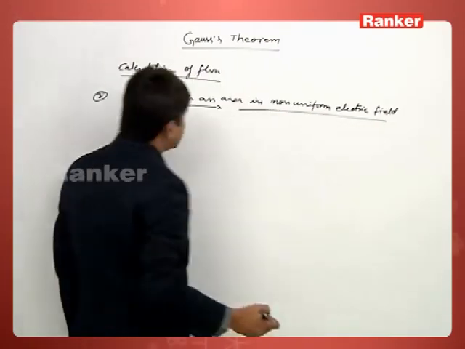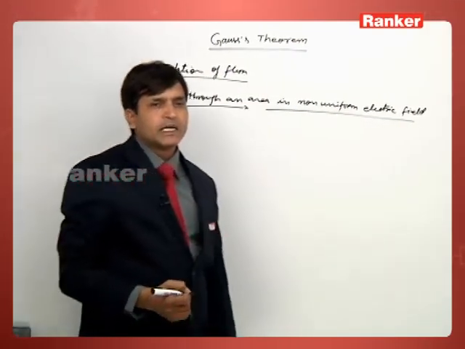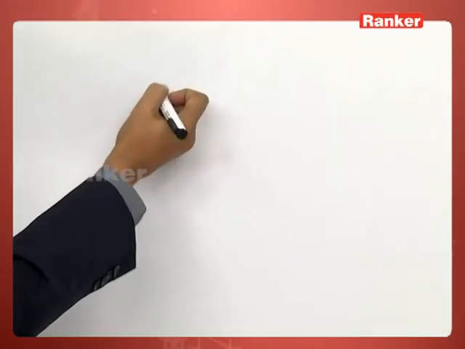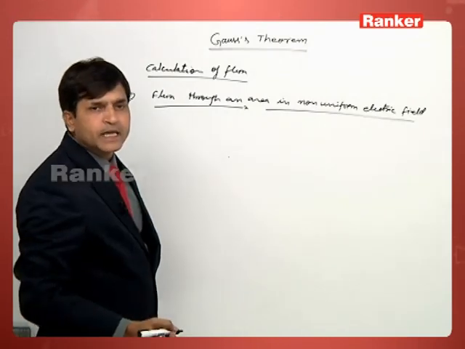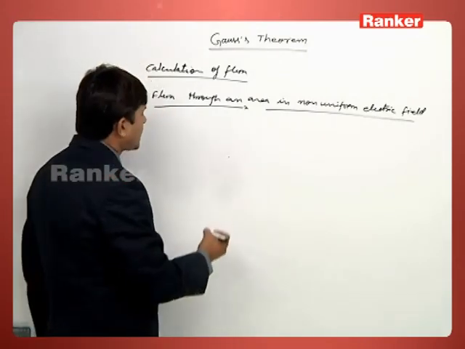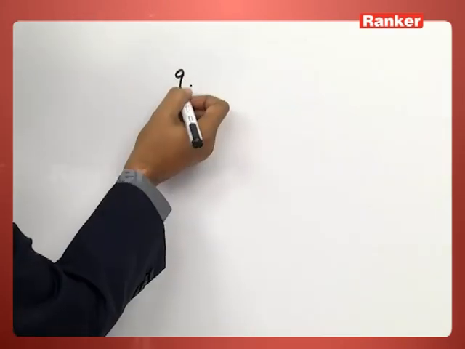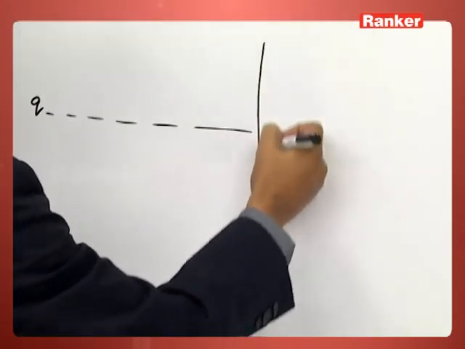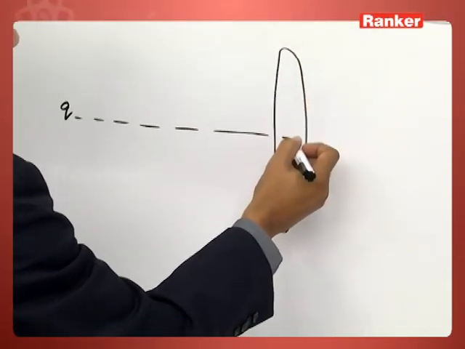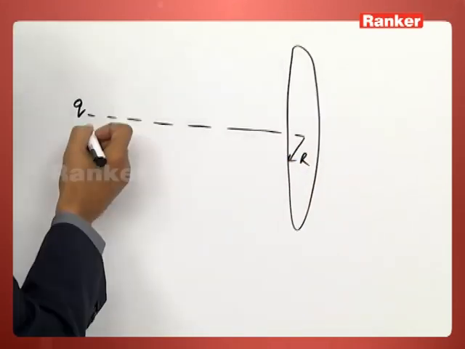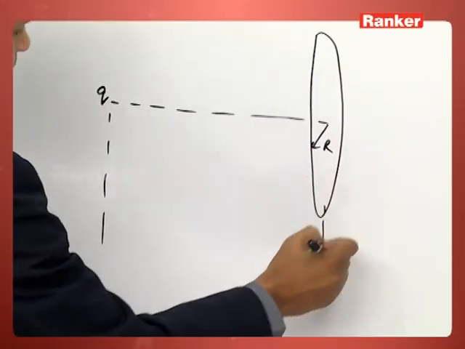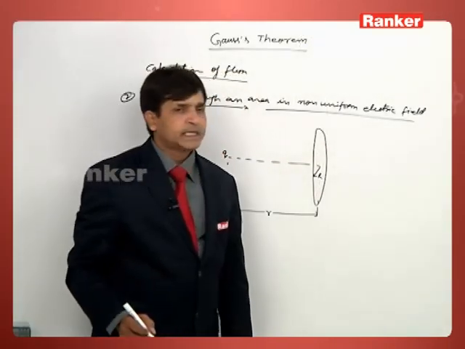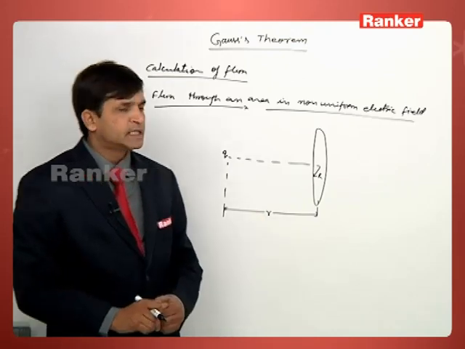For example, suppose we have a point charge, and due to the point charge we want to find the flux through a ring of radius r kept at a distance small r. So the question is like this: suppose this is a point charge q, and due to this charge we want to calculate the flux through this ring of radius capital R kept at a distance small r.